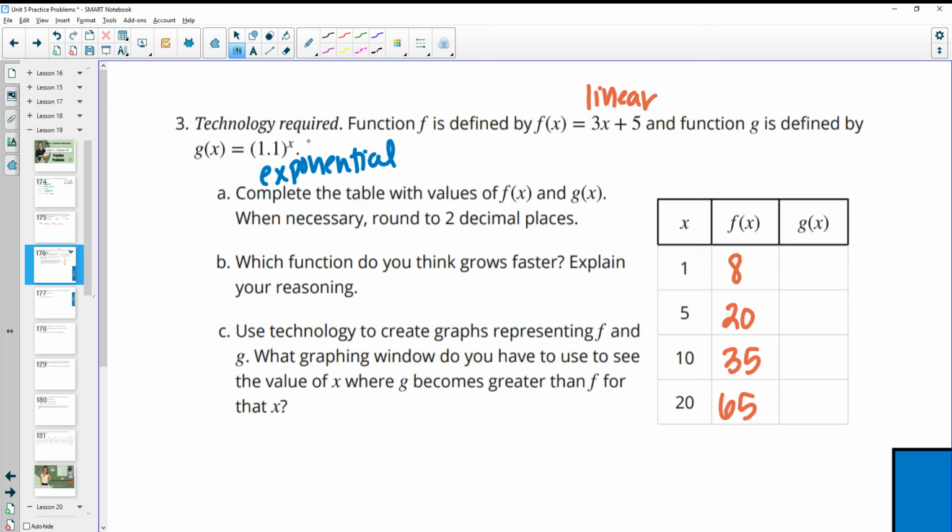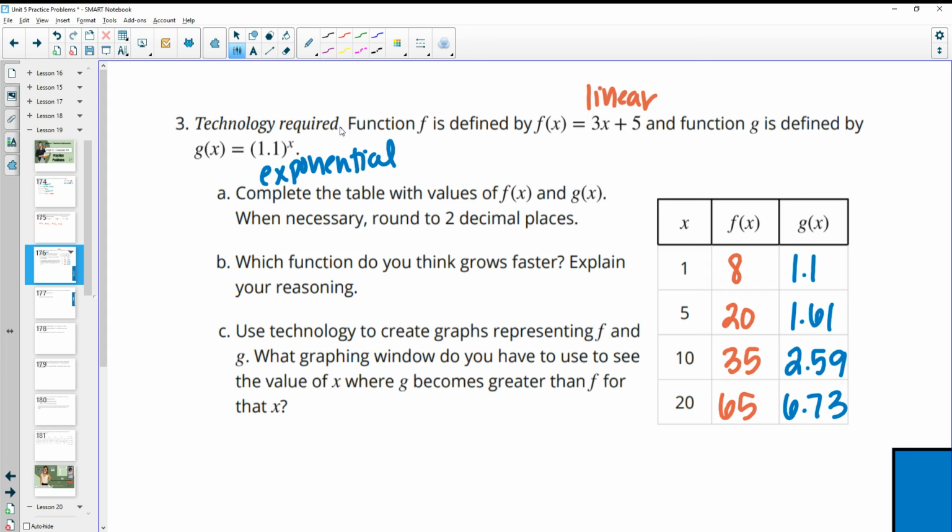For the exponential function, we're going to do 1.1 to the x power. So 1.1 to the first is just 1.1. 1.1 to the fifth is 1.61. 1.1 to the 10th is approximately 2.59. And 1.1 to the 20th is approximately 6.73.